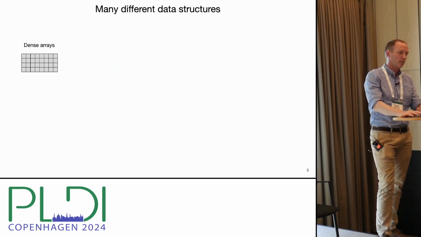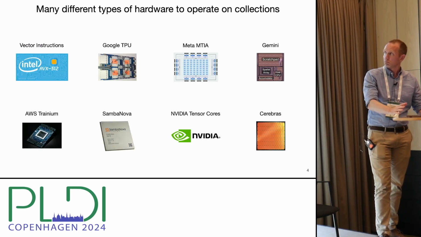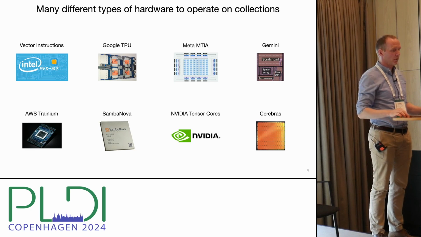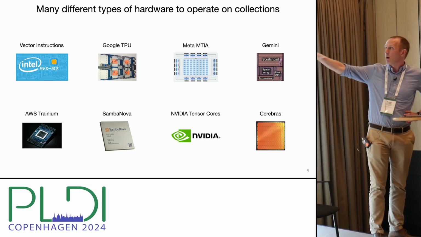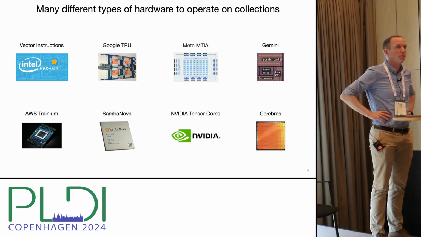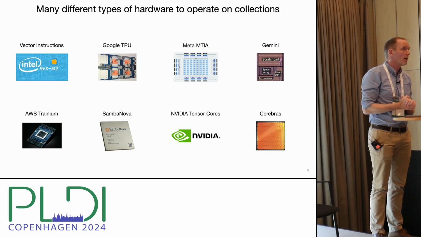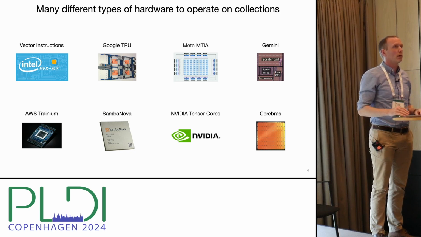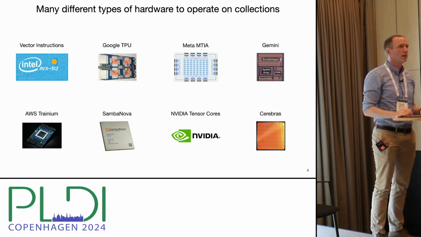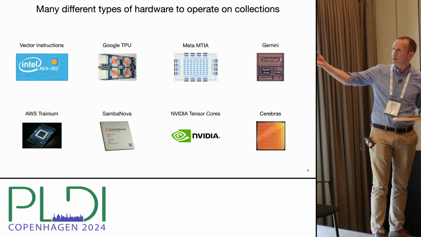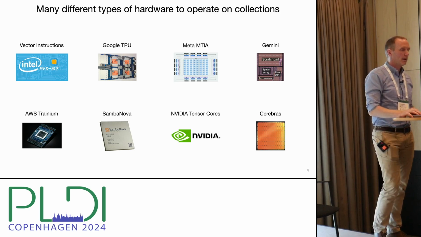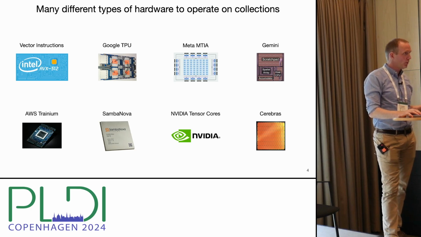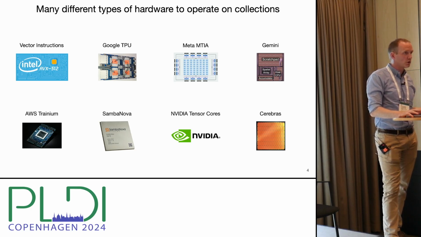In addition to many different types of collections, you also have many different types of hardware, and these are all domain-specific accelerators, including some that are now cropping up in normal machines like GPUs. And all of those accelerators are also working on collections of data, whether it's small tensors, small vectors, or larger pieces of data like a sparse tensor in the case of maybe the SambaNova hardware. So we have collections that we want to compute with, and we have hardware that can compute on collections.